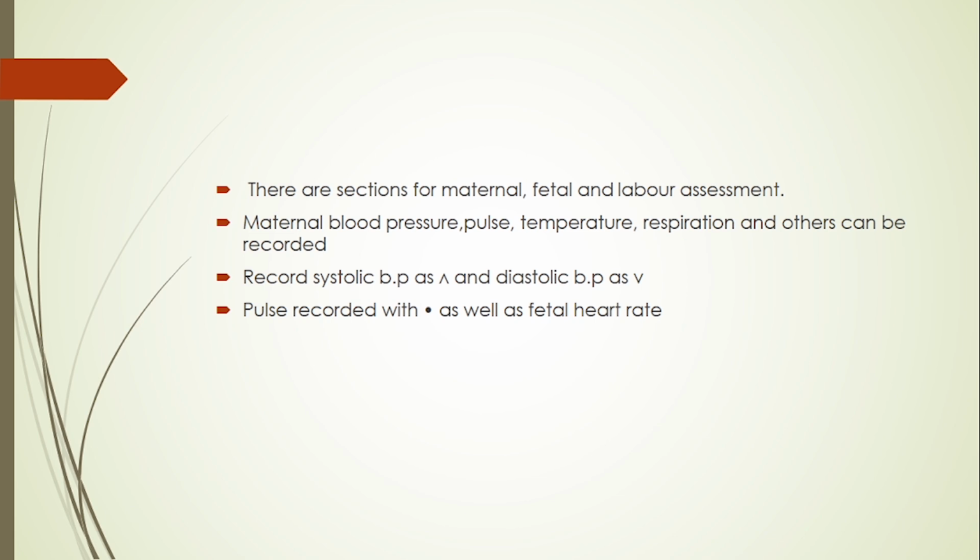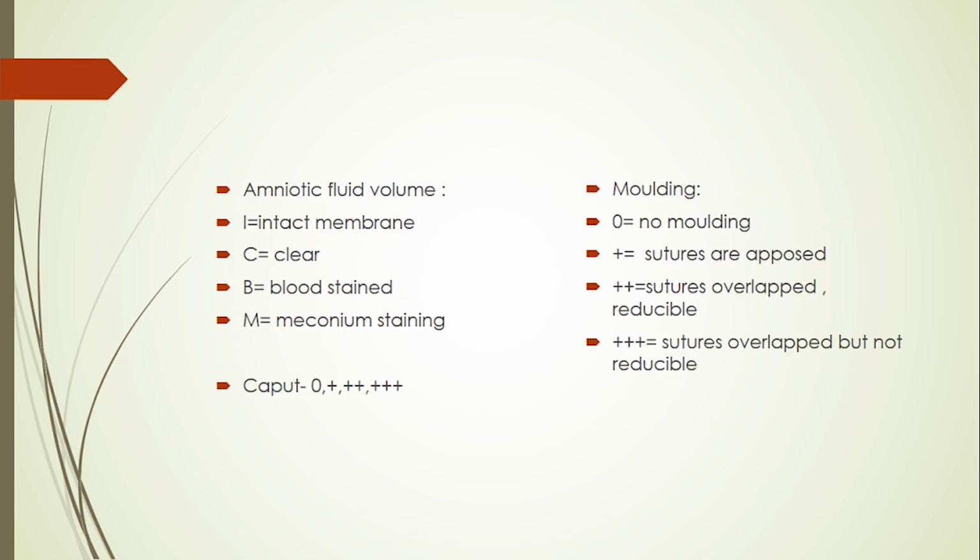There is a portion to record the systolic blood pressure, and the sign is given there, as well as that of the diastolic blood pressure. The pulse rate should be recorded with a dot. In the same way, the fetal heart rate is also recorded with a black dot. This is shown here. As we go on, we can now look at the other section.